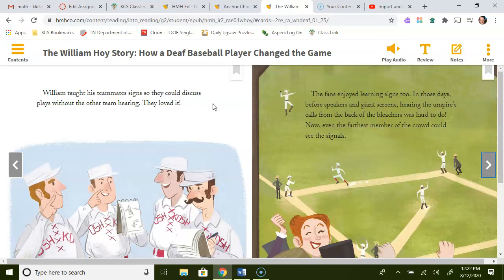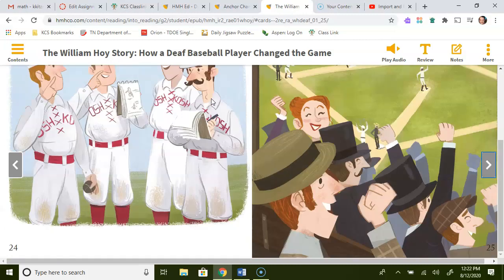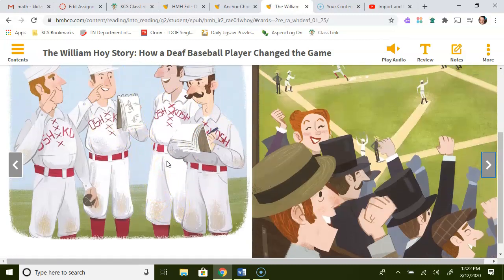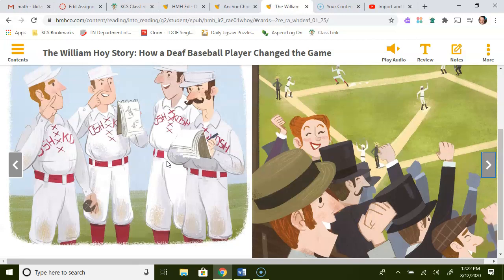William taught his teammates signs so they could discuss plays without the other team hearing. They loved it. So you may have seen, if you've watched football or baseball or sports, often the players will communicate with hand signals so that the other team doesn't know what they're saying.